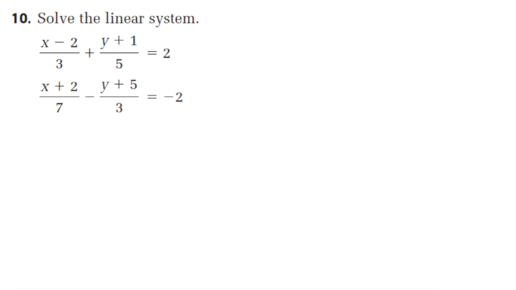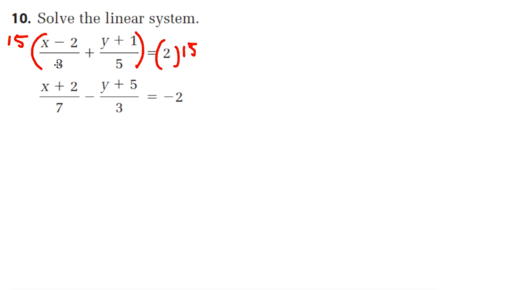To solve this linear system, what you're going to want to do is first get rid of all these fractions. How I'm going to do that is think of a common multiple of 3 and 5, so that would be 15. So I'm actually just going to multiply both sides by 15.